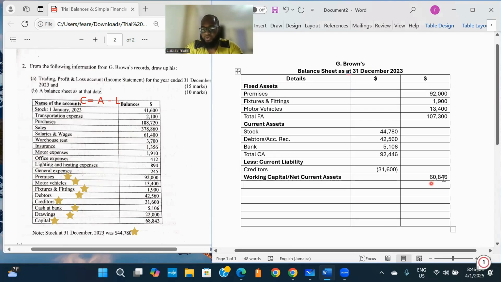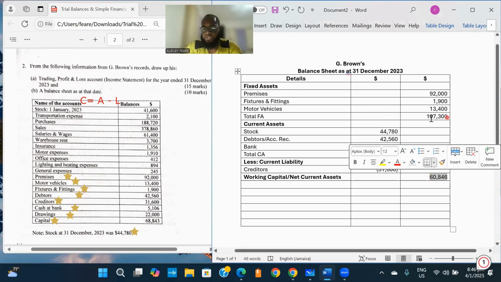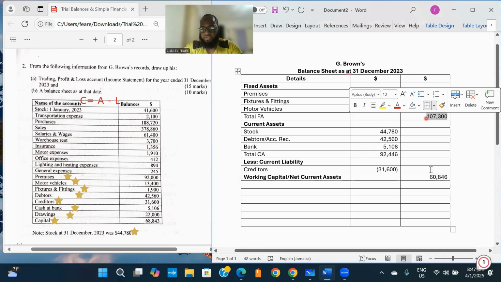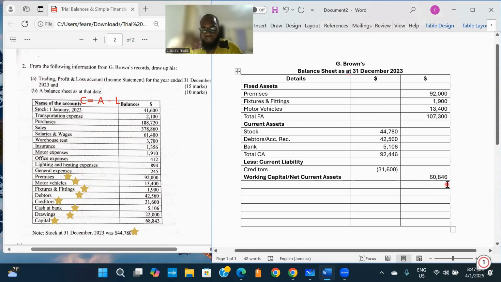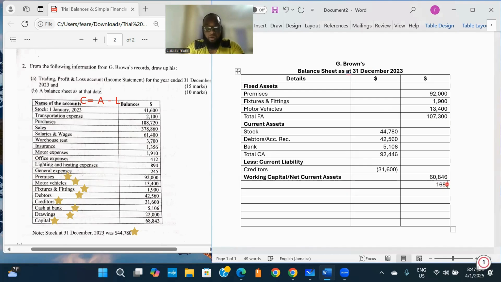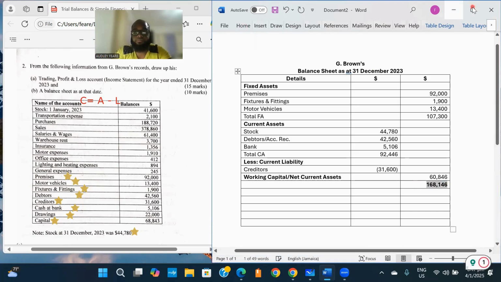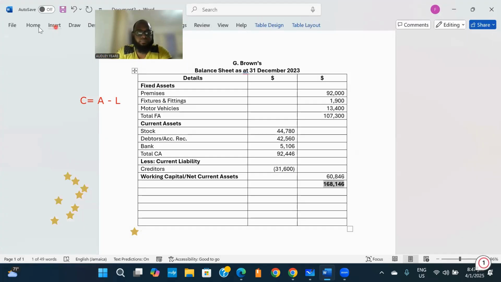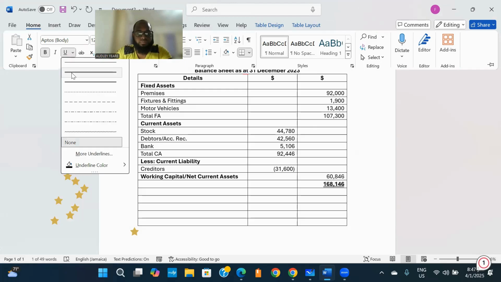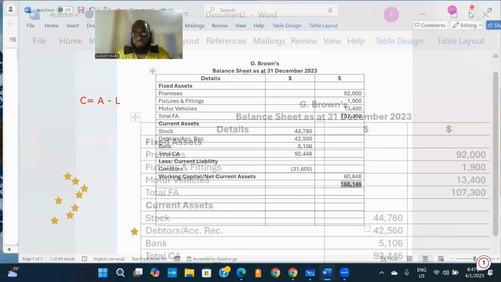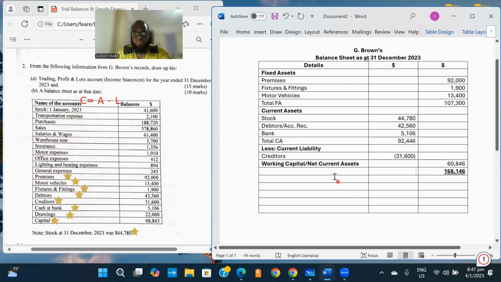So now we want to get to our total. So this now should be equal to this right here. We add them up to get the total down here. All right, we want them to be equal with the capital that we're going to work out. So let's see if we get it balanced. When I add these, I got 168,146. Let me know if you got the same thing here. And then this we are going to double line. All right, so let me double line this here. Okay. All right, let's move on.